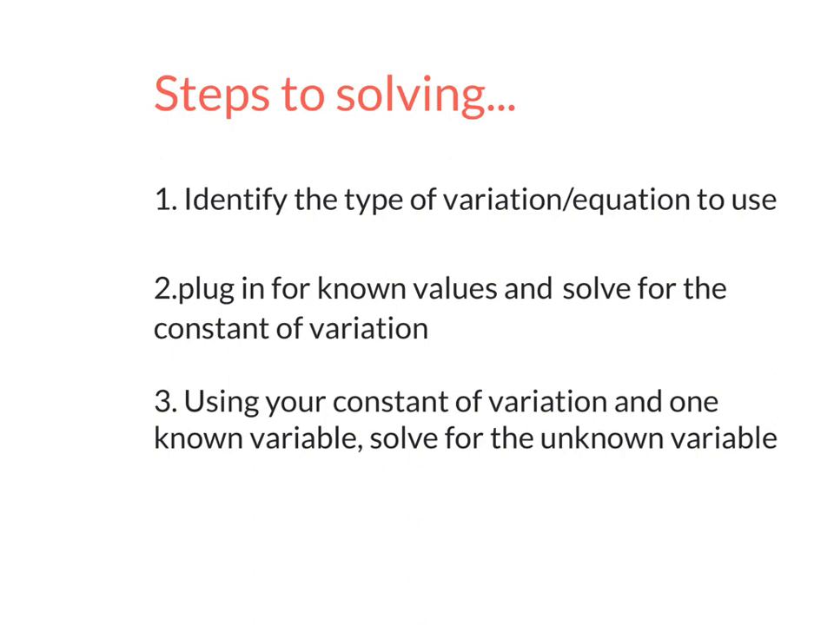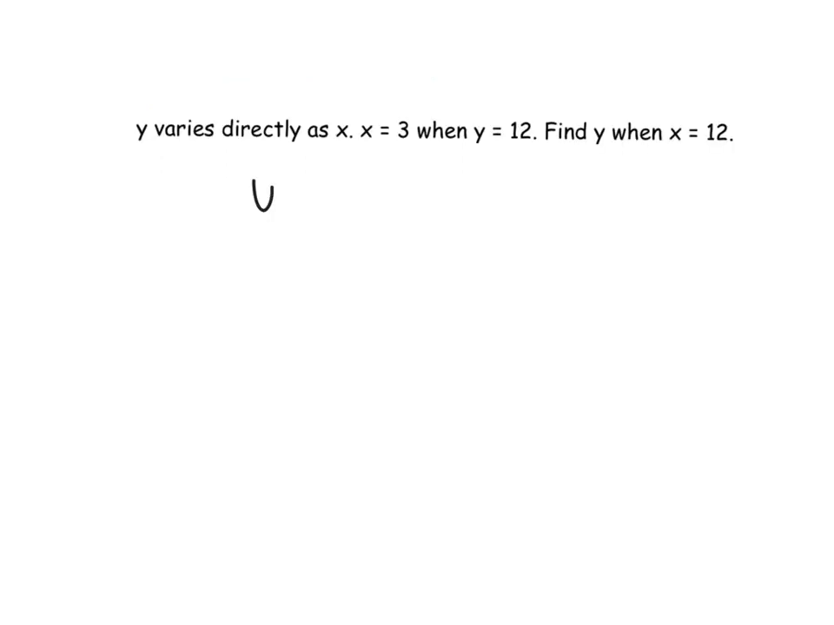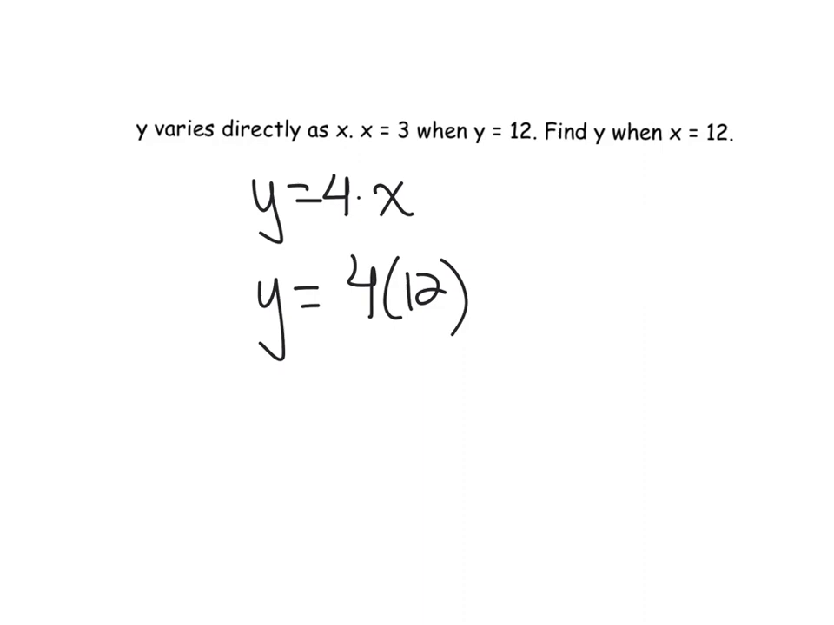Our last step is using the constant of variation that we just found and the other known variable. We're going to find that unknown variable. So we do know it is y equals 4 times x. So find y when x is 12. So we're going to plug in 12 for x, and we get y equals 48.